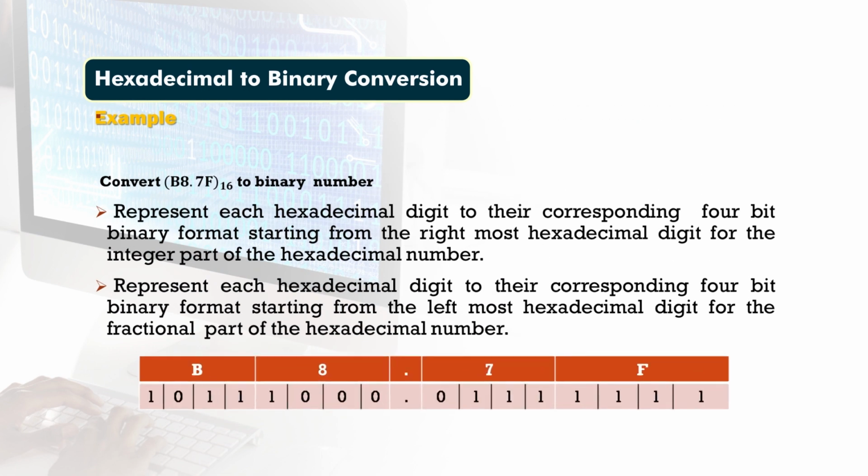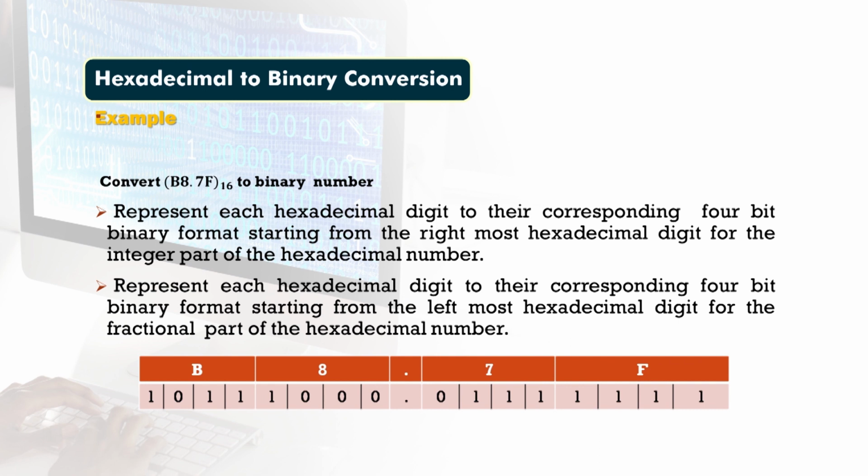Again, here we will go with an example. Convert B8.7F, which is in the hexadecimal number system, to binary. So, how to go about it? Represent each hexadecimal digit by its corresponding 4-bit binary format, starting from the rightmost hexadecimal digit for the integer part of the hexadecimal number. My rightmost digit of the integer part is 8. So, I will convert it to an equivalent 4-bit binary. What will it be?